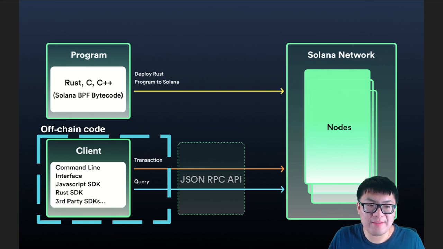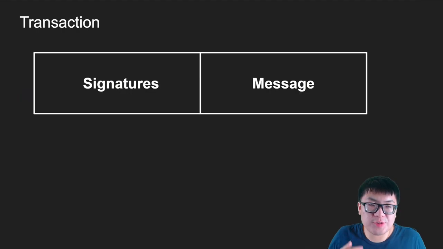So now that we have a high level understanding of what goes inside the Solana smart contract lifecycle, we're going to dive into the most important part of Solana, which is the transaction and how we interact with it. A transaction is created on the client side when we, for example, want to do something with the smart contract. A transaction contains two pieces. It contains the signature and the message.